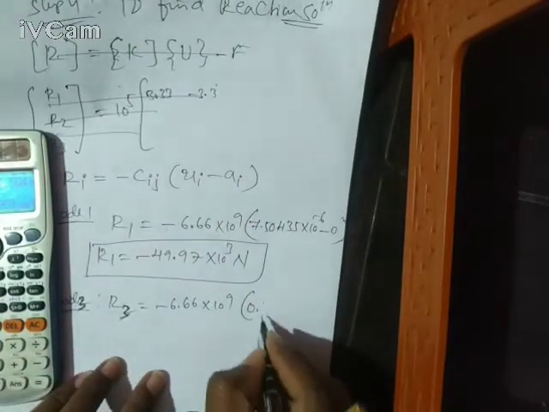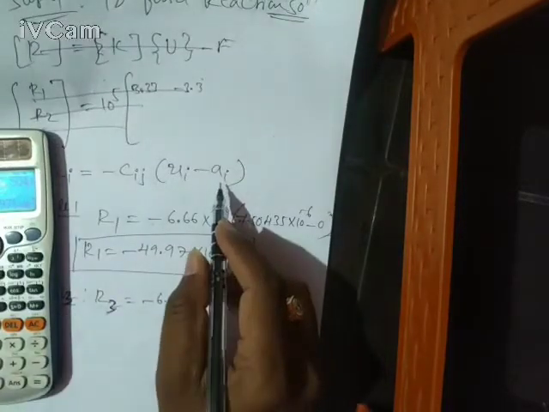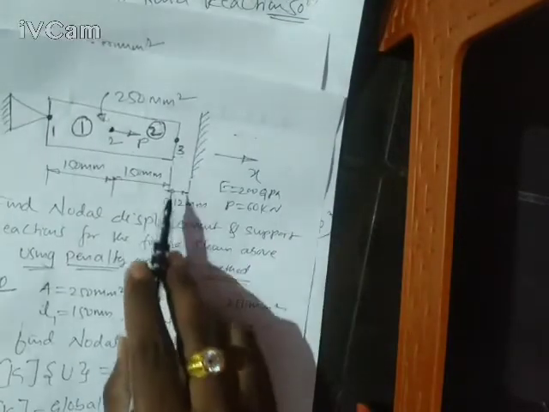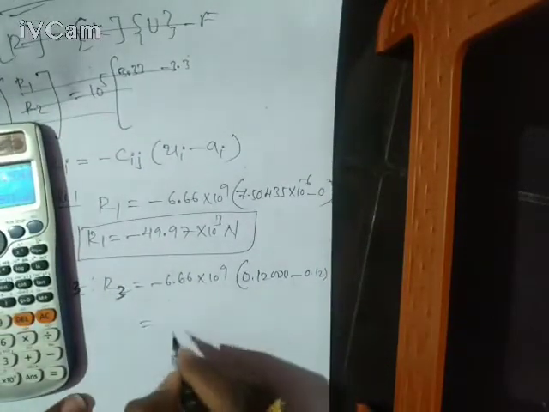u3 is how much? 0.12000, and a means displacement. Node 3 is separated by a distance of 0.12. So hence I will be getting 0.